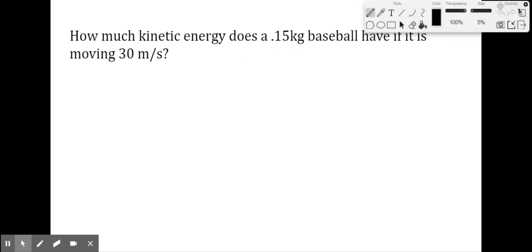Okay, so let's do an example. How much kinetic energy does a 0.15 kilogram baseball have if it is moving at 30 meters per second? So this is kind of a throwback to a question we talked about when we were doing momentum, but now we can talk about it with energy. So as always, I want to highlight what is the information that the question actually gives us. We have 0.15 kilograms and we have 30 meters per second. So we need to figure out what are each of these numbers. What are they talking about?